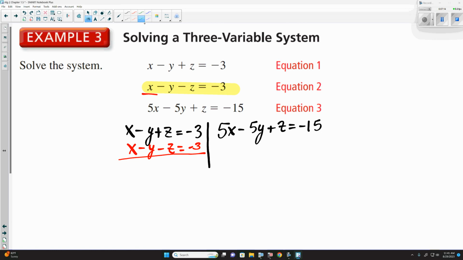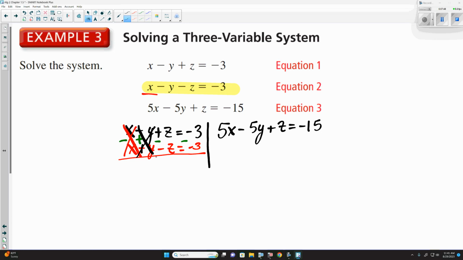Now, since the signs in front of X are the same, would we add or subtract? Subtract. Subtract all the way across because X minus X is indeed 0. 1 minus 1 is indeed 0. Our middle one, negative Y minus negative Y. Negative, negative makes a plus, which is indeed 0.